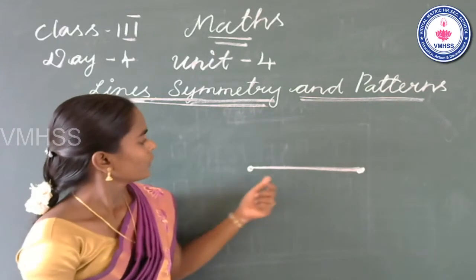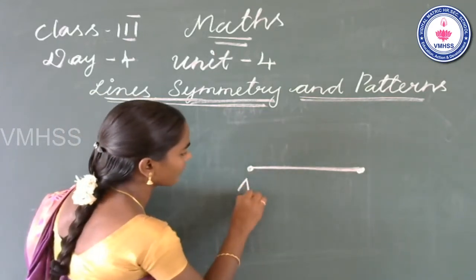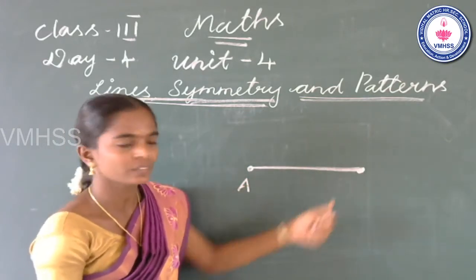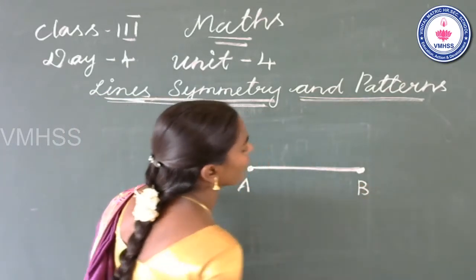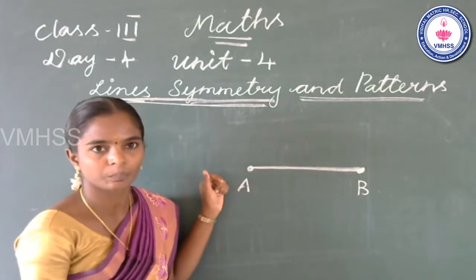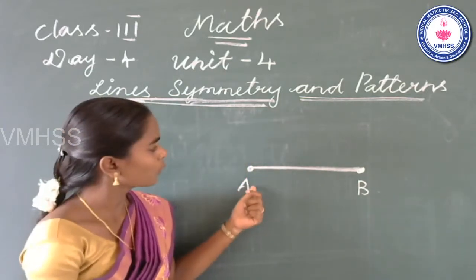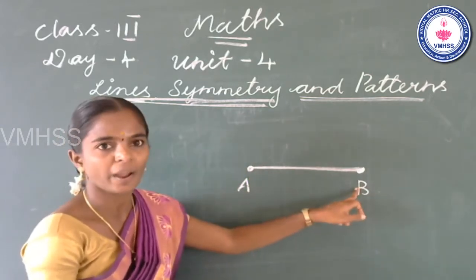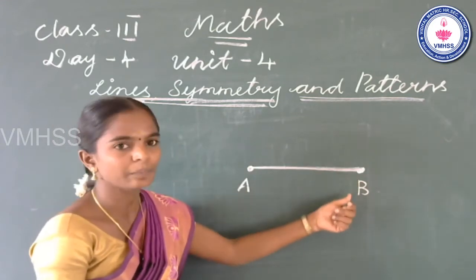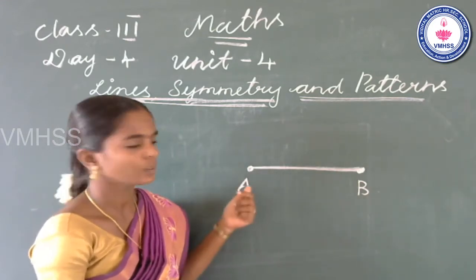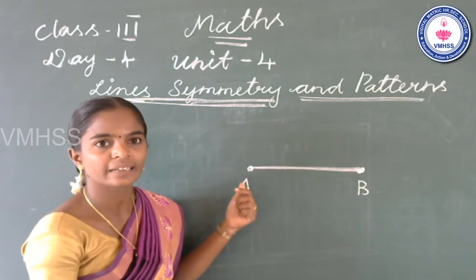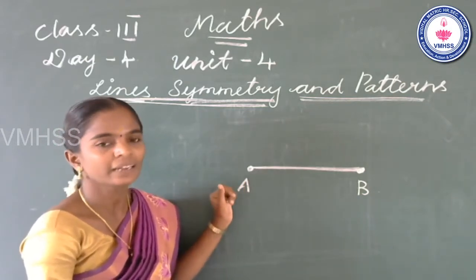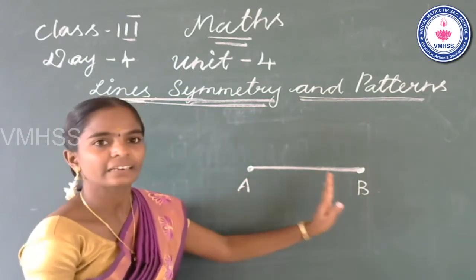Now children, this point is named A. This is the starting point and this is the end. This end point is B. A line segment is a straight path with two end points. This start point is named A, this end point is named B. It has a start and end point and a fixed length.